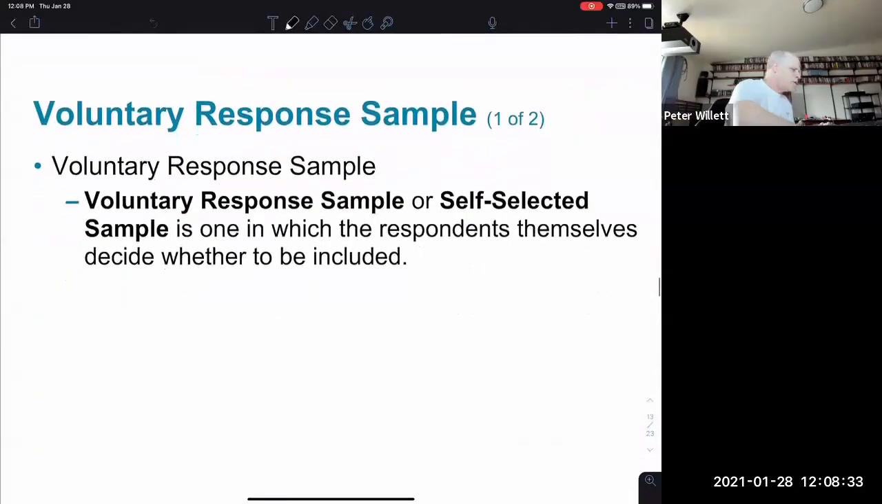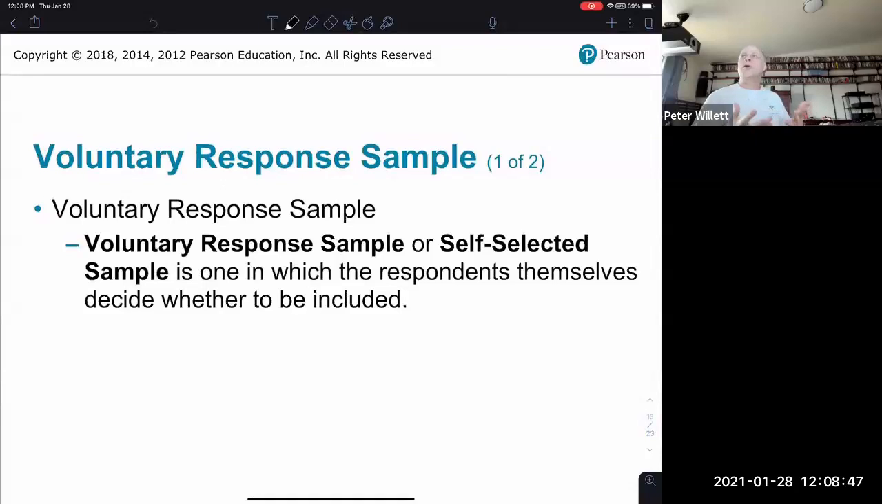So let's finish with this one last example of a vocabulary, because this ends up being one of the key ones that they talk about a lot in your homework problems in the first section of the book. So one of the kinds of ways you could collect data from a sample is to have what's called a voluntary response sample. This is very, very common and used widely, and that's why it's a good concept to start with. A voluntary response sample, or self-selected sample, is one in which the respondents themselves decide whether to be included.